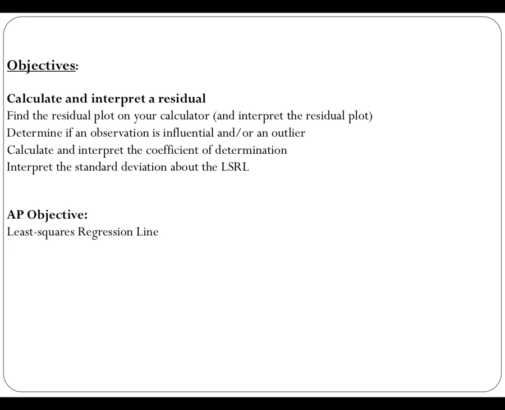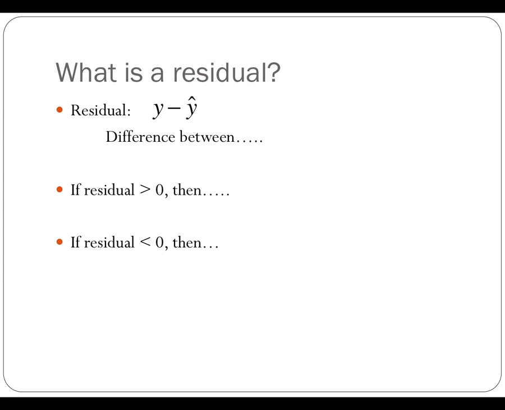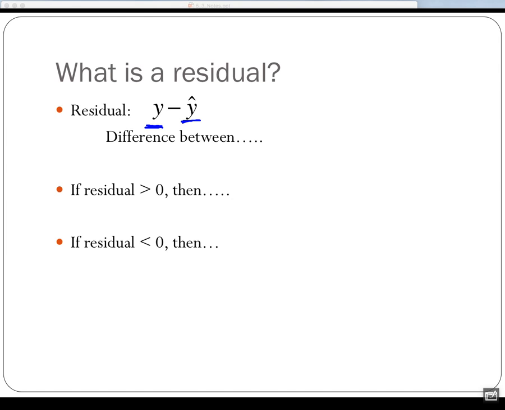Okay. So, first thing we're going to talk about is how to calculate and interpret a residual. So, a residual is y minus y hat. So write that down. That's important. Y minus y hat. It's the difference between y, which is what actually happened, and y hat, which is what was predicted to happen. So it's the difference between what happened and what was predicted.